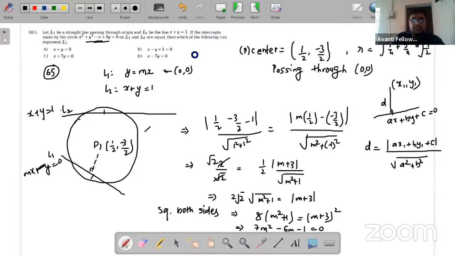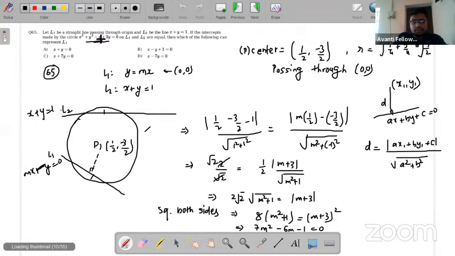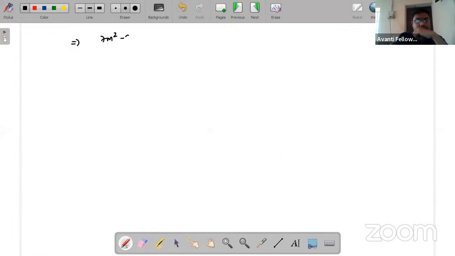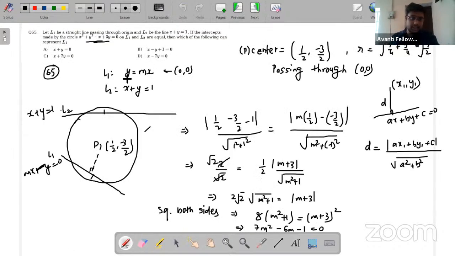So now we'll solve this. The equation, I'm writing it again, is 7m square minus 6m minus 1 equal to 0. Or here we'll get 7m square minus 7m plus m minus 1 equal to 0. So finally we'll be getting m is equal to 1, comma, minus 1 by 7. So we are getting two values of m, which means accordingly we'll be getting the equation of L1 as two lines. One is for m equal to 1 and the other is for m equal to minus 1 by 7. So we have to put both.